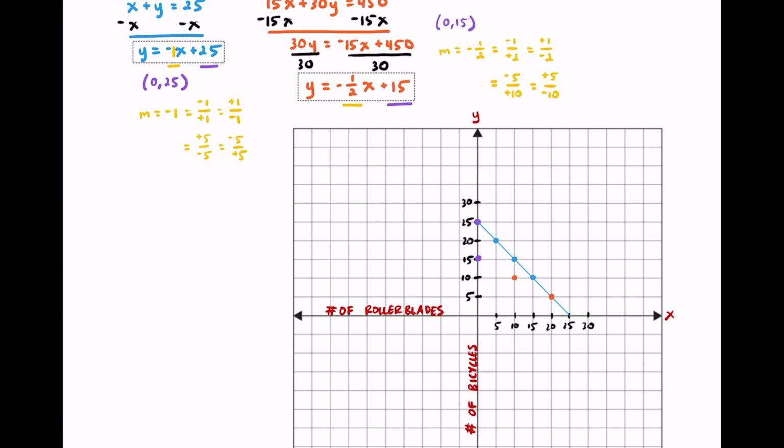Now we have a few points that we can connect. Drawing a straight line through these few points, this is what the graph for this linear equation would look like.